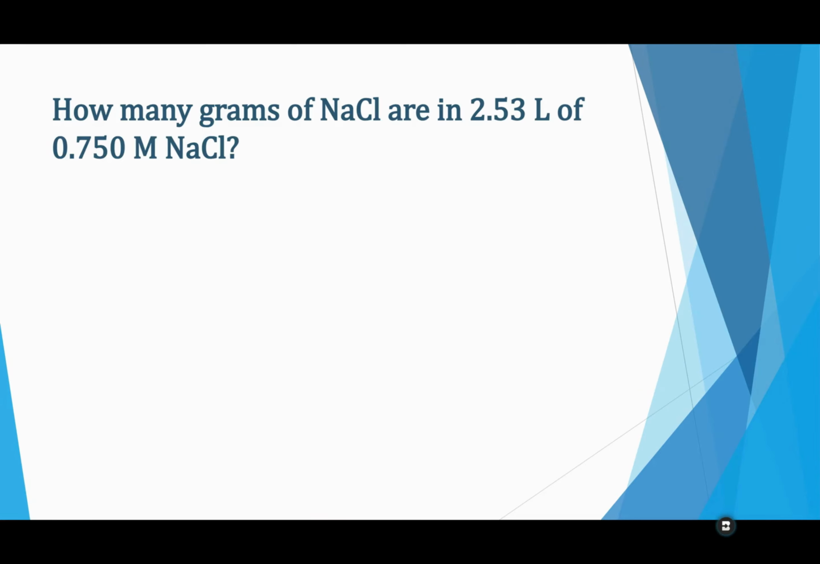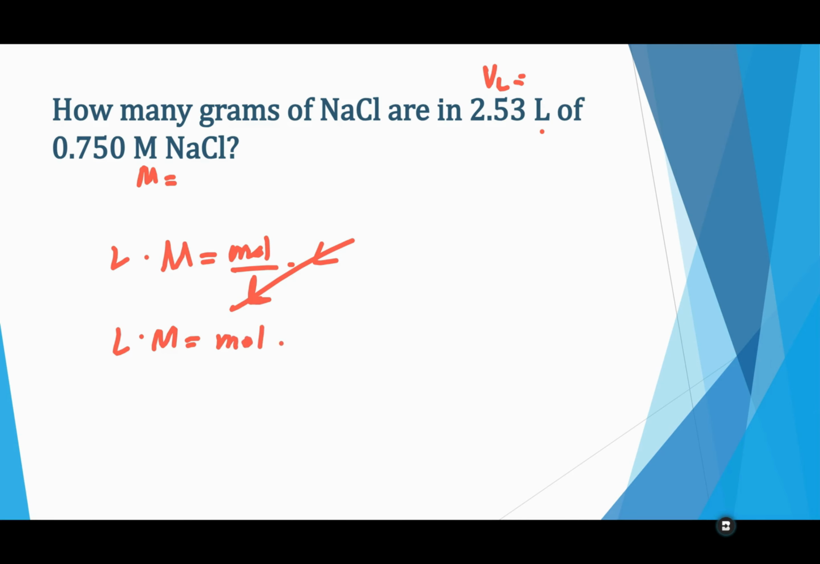How many grams of NaCl are in 2.53 liters of 0.750 molar NaCl? So I have liters, molarity, so I'm identifying my knowns and unknowns. I have my volume. I have my molarity right here. So my formula should be still the same. Molarity equals moles per liter. I'm going to multiply both sides by my liters. That'll give me liters times molarity equals moles. And then I will convert this over to grams because I want to get the grams of that.